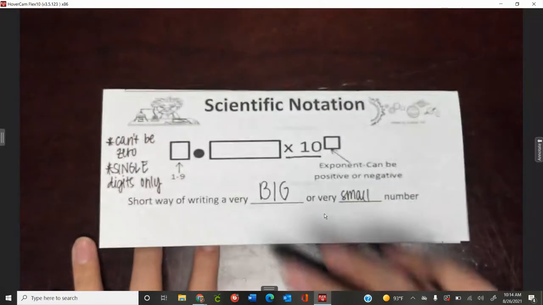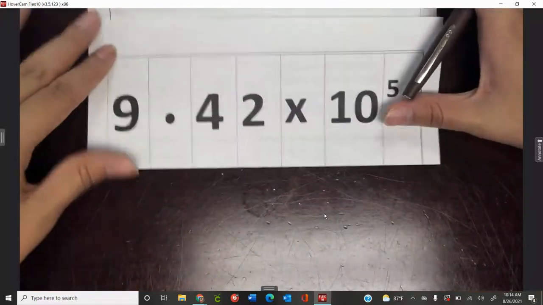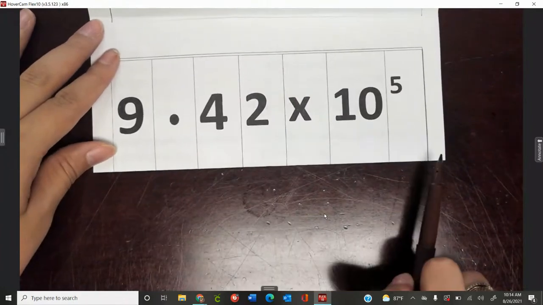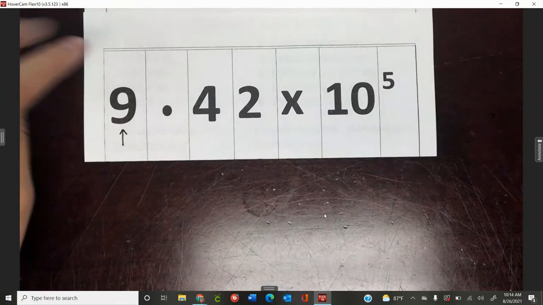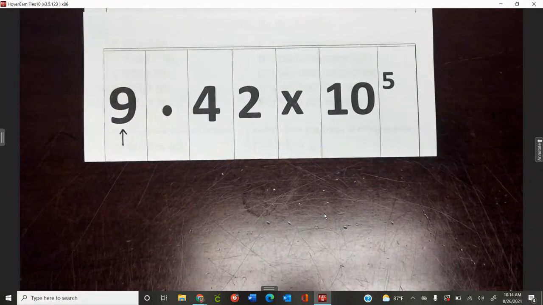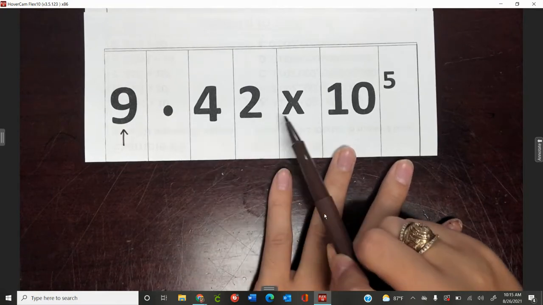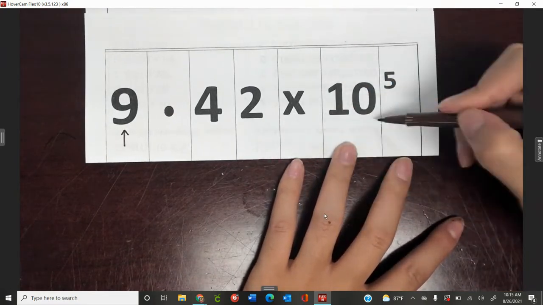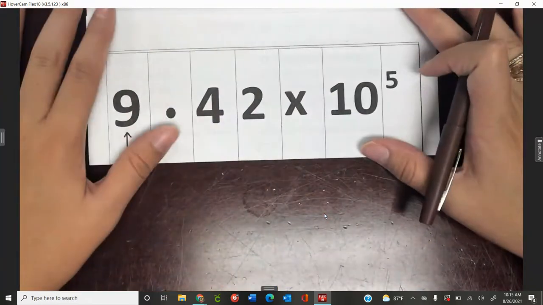If you have all this written down, you can go ahead and open that up. You will see this is an example of scientific notation. Notice there is one number in front of the decimal. That is a number that is 1 through 9. It's a single digit. And then we have 0.42 times 10. Remember, this is always going to be here. And then our exponent here is a positive 5.